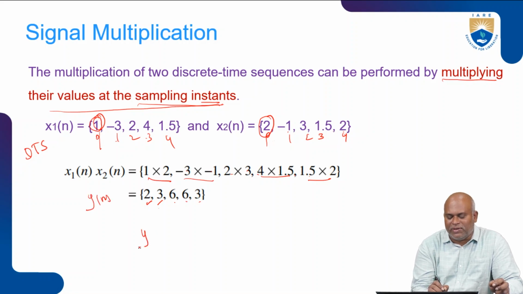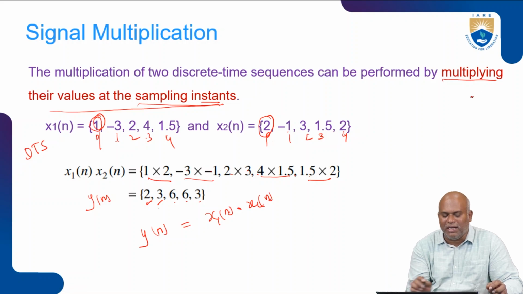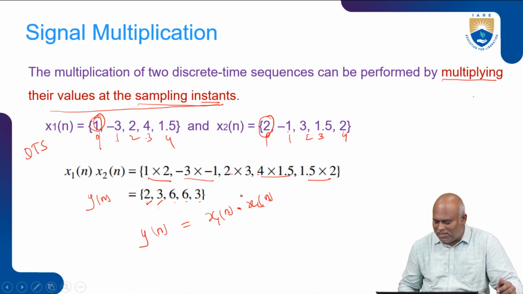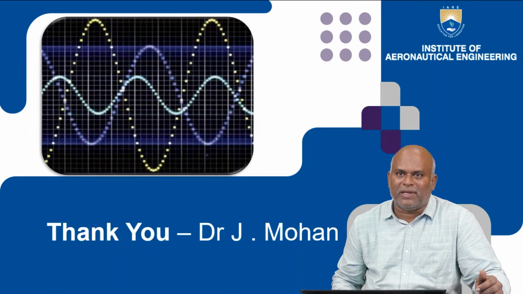That means if you multiply the signals x1 of n and x2 of n, it happens only by multiplying their values at sample instants, that means the discrete instants only. This is called signal multiplication.